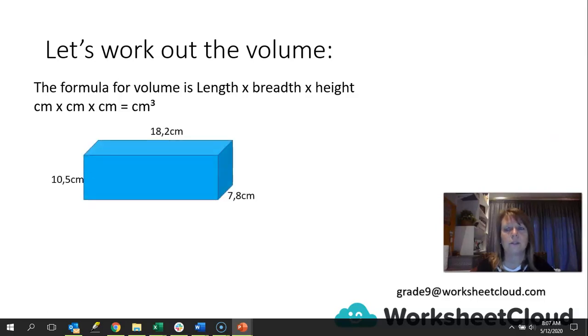Right, so let's have a look at this one. We've got 10,5 centimeters as its height, 18,2 centimeters as its length, and 7,8 centimeters as the breadth. Okay, so all we're going to do is go length, 18,2, times breadth, which is 7,8, times height, which is 10,5. And there we have it. Multiply that out using your calculator. You're going to end up with 1,490,58 centimeters cubed. Okay, remember, centimeters times by centimeters times by centimeters, it's cubed.